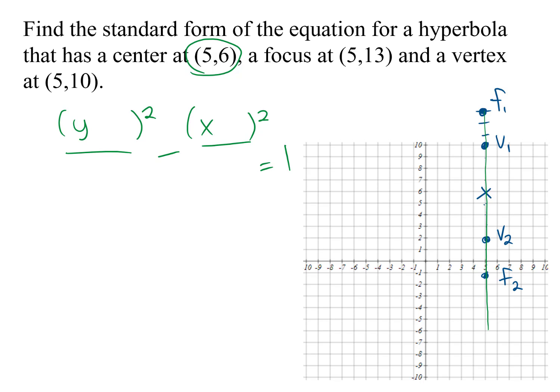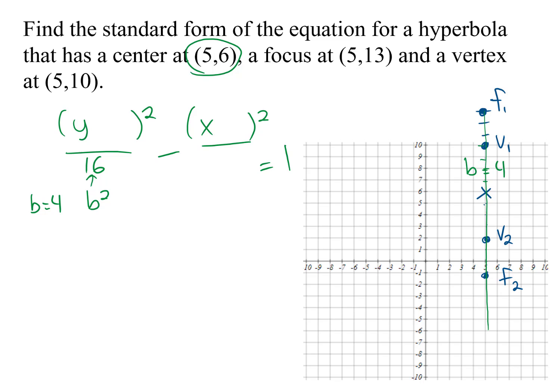And the other thing I know is I know what b is, because b is how far from the center in the y direction to get to a vertex. If we look from the center, 1, 2, 3, 4. So b equals 4. So b squared would go right here, which is going to be 16 since b was 4. Okay, let's go ahead and put the h and the k on there.